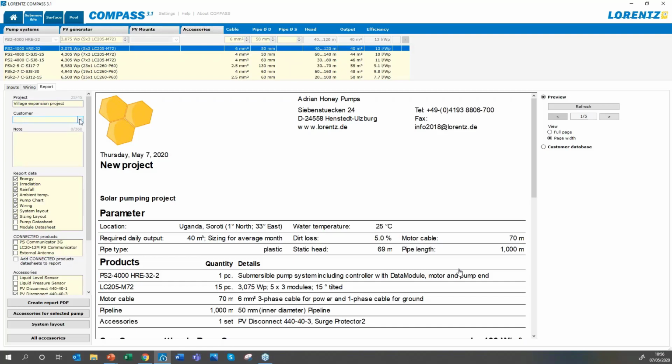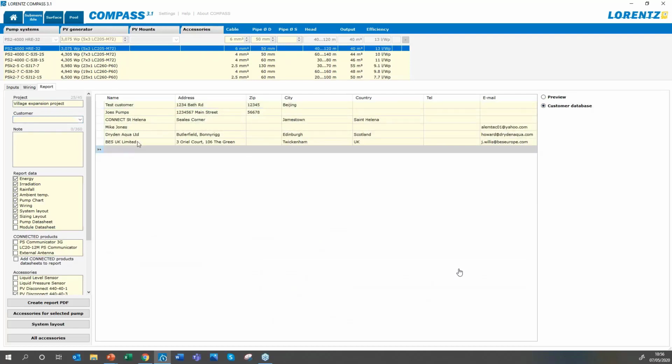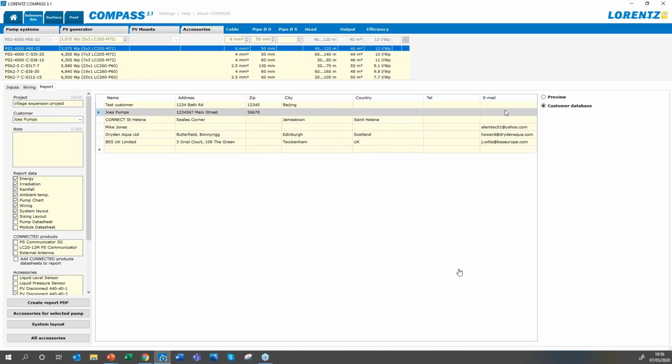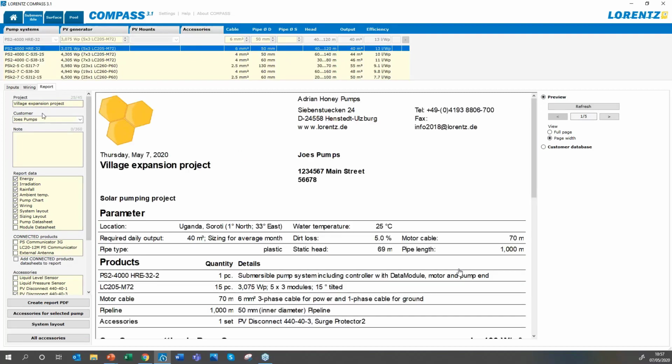So what I can do is actually, over here, I can add customers that I work with regularly. So this is actually a quote for Joe's Pumps. You know, I can add customers in there. So if I have a regular customer that I quote for, you can add it in to save typing in. So I have my project and customer name included. So again, this is about how you can quickly do sizing, create this professional report to give to the customer.